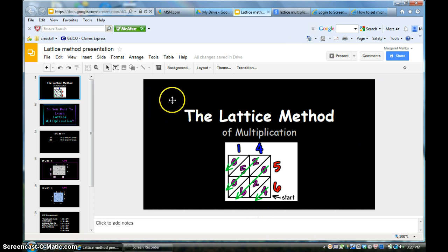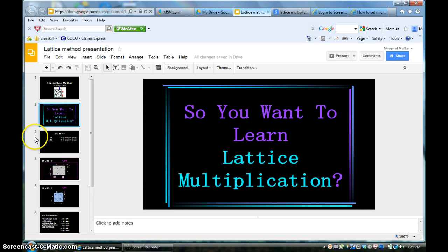So let's go ahead and get started. We're going to do a mini lesson. You're going to try and practice some double-digit multiplication using lattice on your own, and then we're going to talk about it in class tomorrow and go over any troubles that you may have had, any questions that you may have, any comments that you may have about using lattice. So let's get started. Let's give lattice a try.